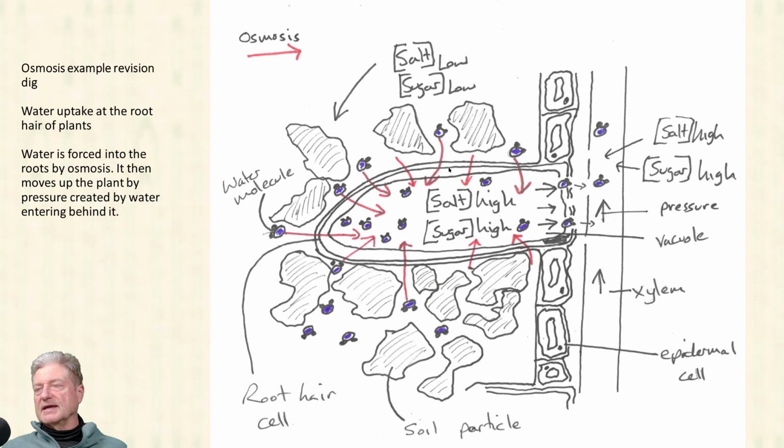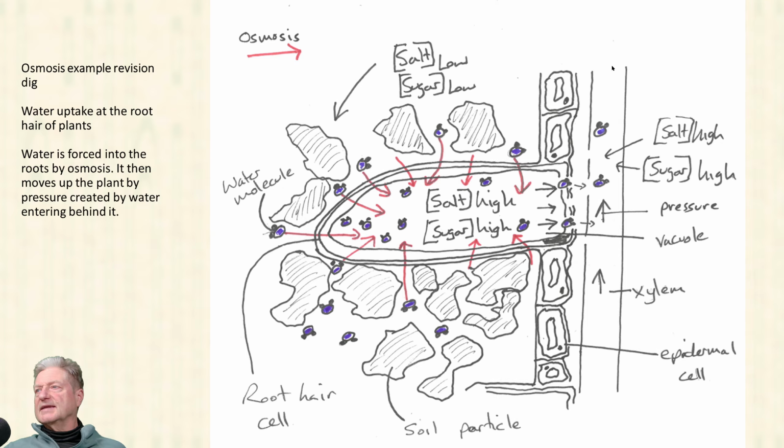Here's a root hair cell. And again, we see that outside the root hair cell, we have water molecules at high concentration because there's nothing dissolved in them. Whereas the plant manages in the vacuole of this root hair cell, it fills it up either with salt or sugar, some kind of solute in there to lower the water concentration, which means that the water will flow from high water concentration to low water concentration.